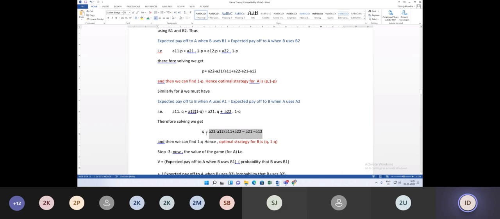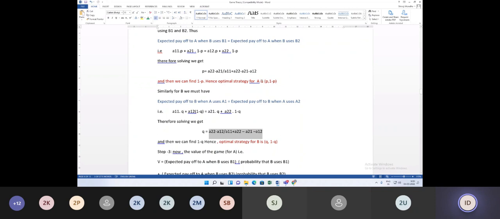When the expected payoff of B is calculated, we can get 1 minus Q. Whatever value of Q we get, we subtract it from 1. So we get Q and 1 minus Q. These are the optimal strategy for B. Similarly, the optimal strategy for A is P and 1 minus P.